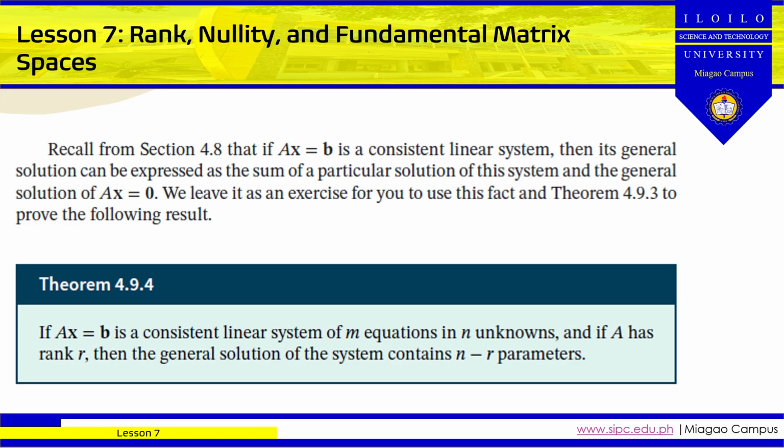Recall also from section 4.8, the previous section, that if AX = B is a consistent linear system, then its general solution can be expressed as a sum of a particular solution of the system and the general solution of AX = 0. We leave it here for you to prove. However, theorem 4.9.4 states that if AX = B is a consistent linear system of m equations in n unknowns, and if A has rank R, then the general solution of the system contains n minus R parameters.